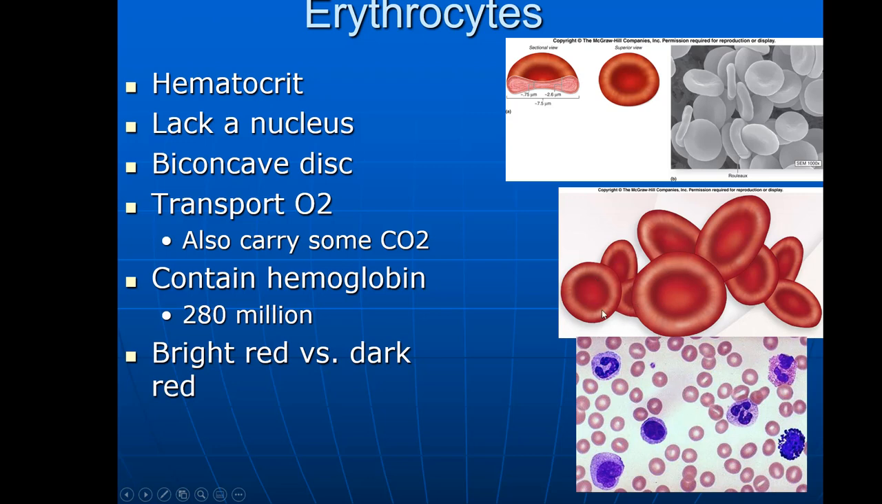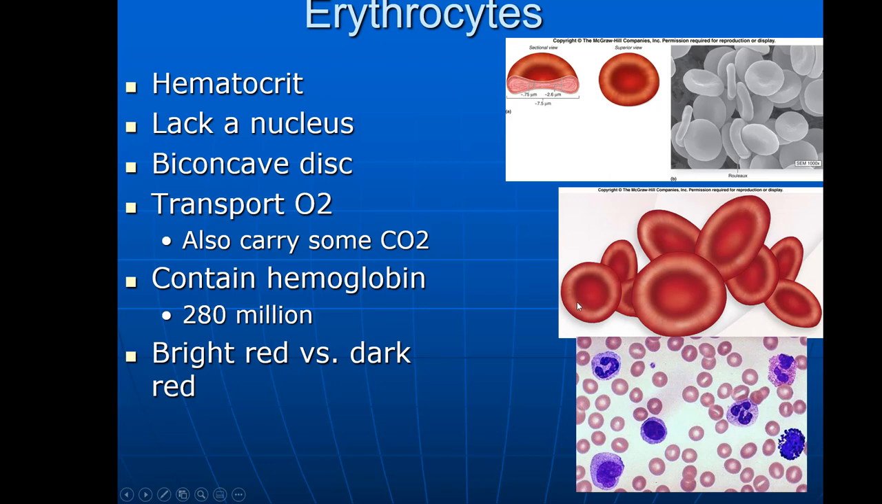So they have what is called a biconcave disc structure, and it kind of looks like a donut on some level, like a jelly donut where the center is still kind of in the middle, or a lifesaver with the center still in the middle. But that's the biconcave structure. They don't have a nucleus, so in development the nucleus leaves. So that makes them kind of unique.